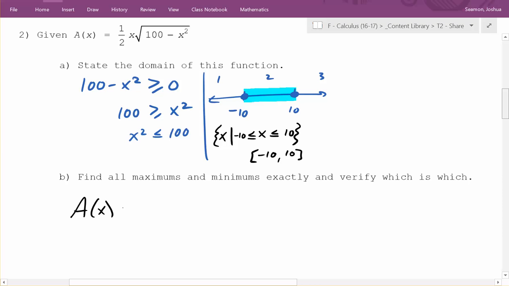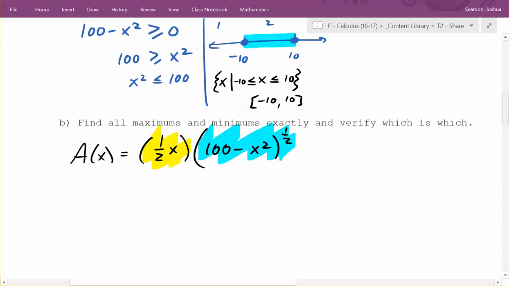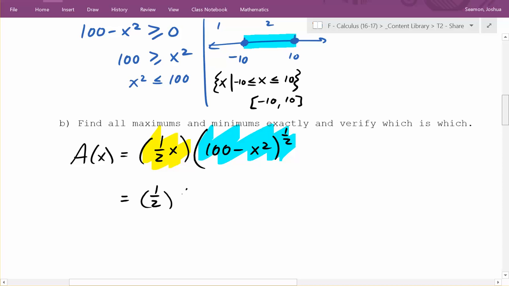So you could, if you wanted to, say that this, most of you said this is the first function, and what's the second function? 100 minus x squared to the... Most of you said that. This is the first function, and this is the second function. So if you do it in the order I want you to do it, the derivative of the first, which is going to be what? 1/2 times the second, nothing goes away, like this, plus the first times the derivative of the second.